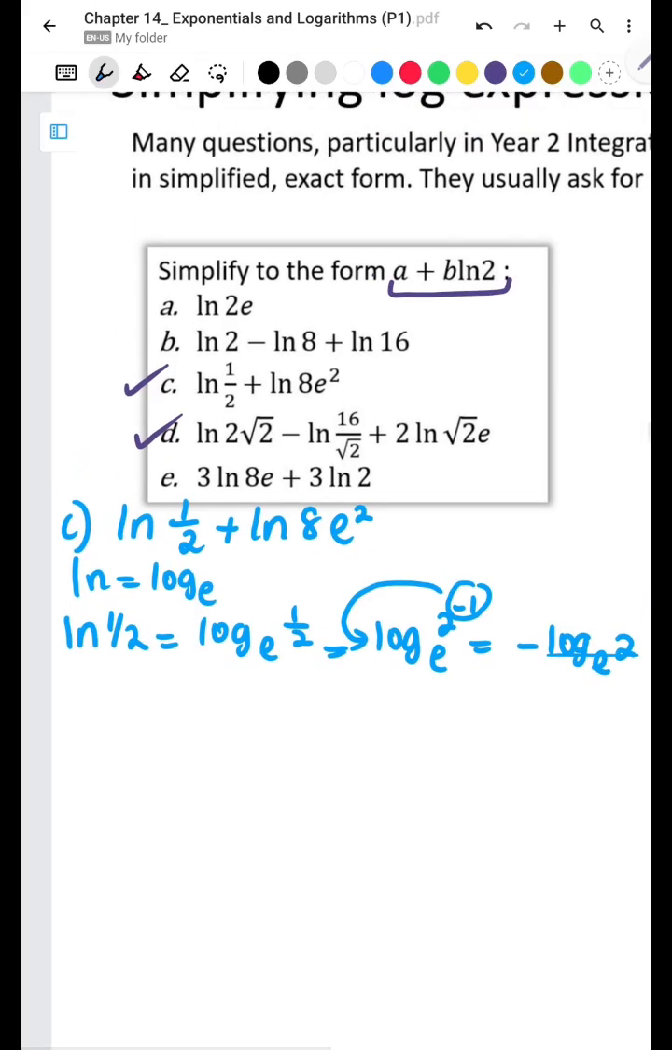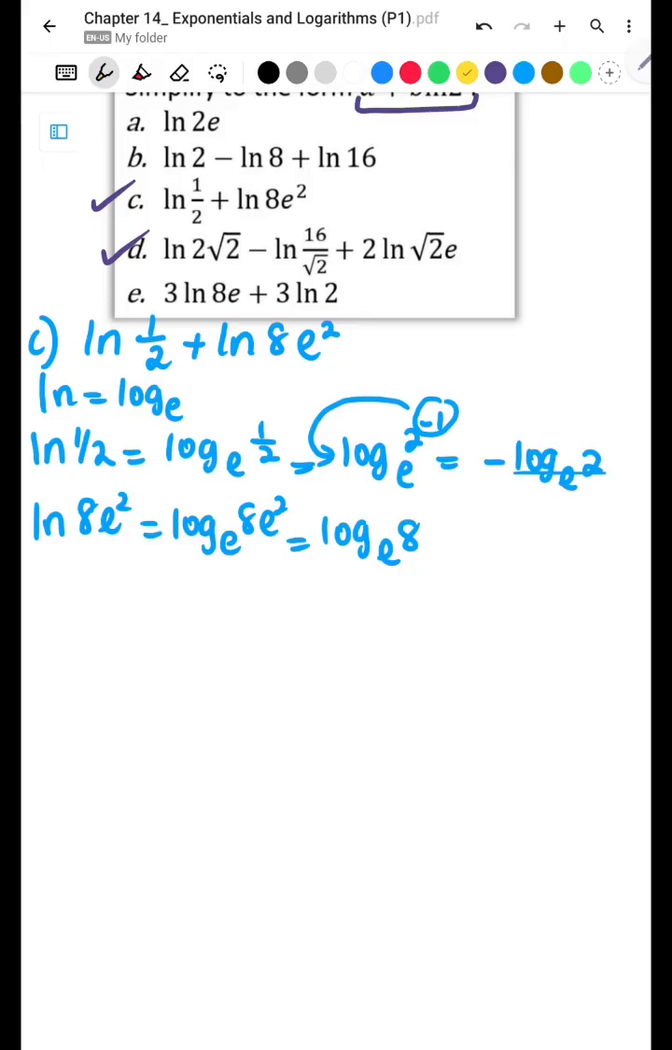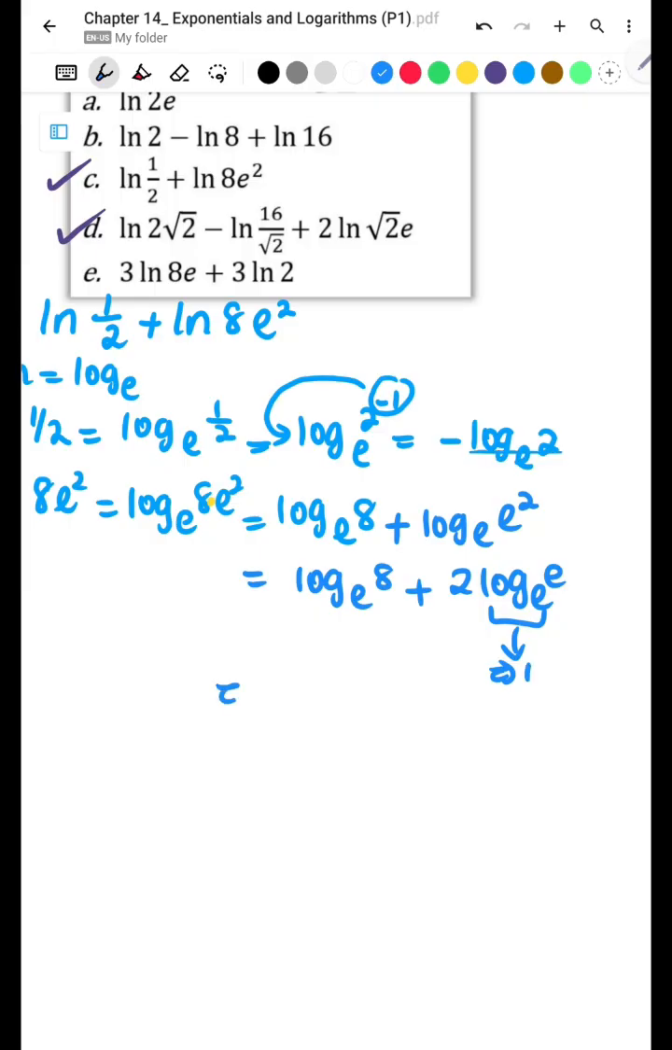As well as natural log of 8e squared. I know for this one, natural log of 8e squared is the same thing as saying log base e of 8e squared, which is the same thing as log base e of 8, because it's a multiplication sign here, plus log base e of e squared. This is the same thing as log base e of 8 plus 2 log base e of e, and I know this is equal to 1. So that implies log base e of 8 plus 2.